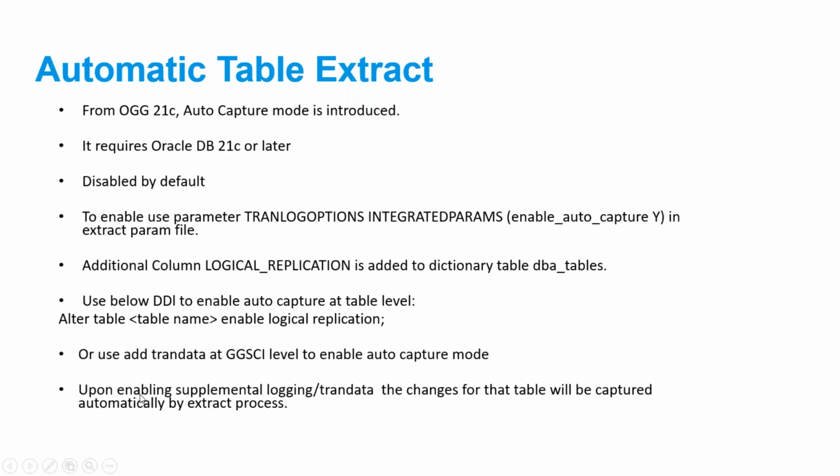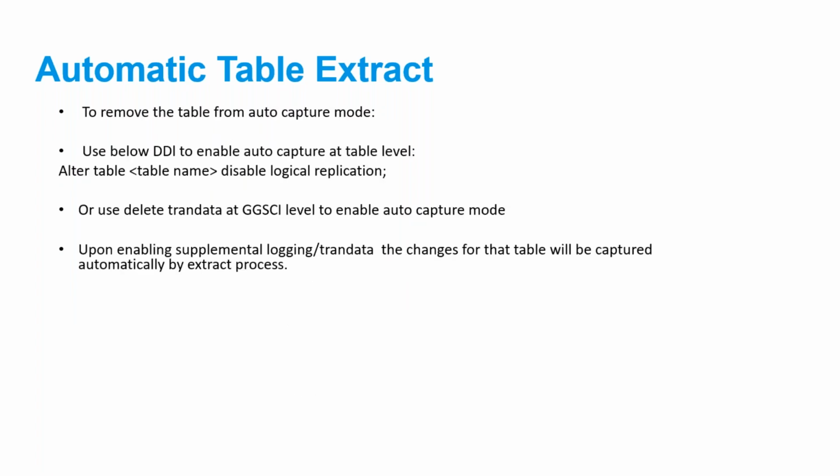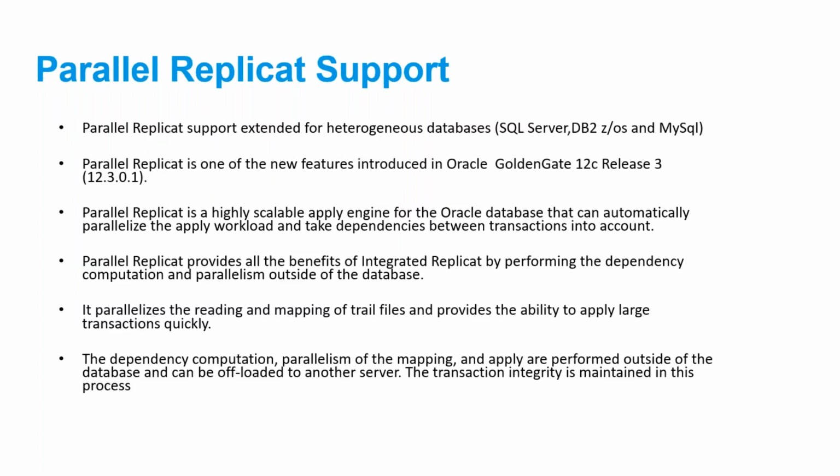And how will you know whether replication has been enabled for a particular table or not? There is an extra column which has been added to the DBA_TABLES view. So just check that column and that will tell you whether replication is enabled or not.